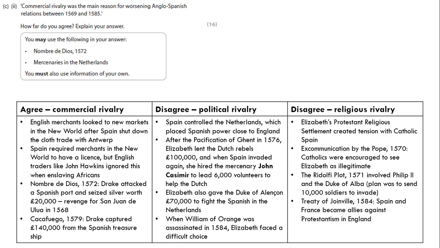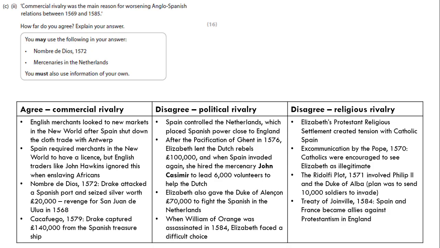If she chooses to lead the rebels, she's going to war with Spain directly. If she chooses not to lead the rebels, they're going to get overwhelmed and England's going to be at risk of invasion. And our final disagree paragraph is religious rivalry. You can't really talk about the religious settlement too much, but you can say how it created tension with Catholic Spain in the 1570s and 80s.